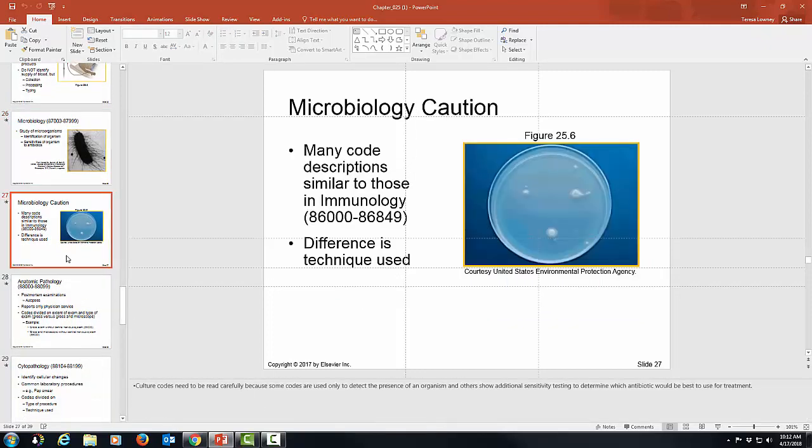There's a microbiology caution here. Many code descriptions are very similar to those in immunology, so the difference is in the technique that's used. Culture codes need to be read carefully because some codes are used only to detect the presence of an organism, and others show the additional sensitivity to determine which antibiotic would be used. So the difference is in the technique that is being used.